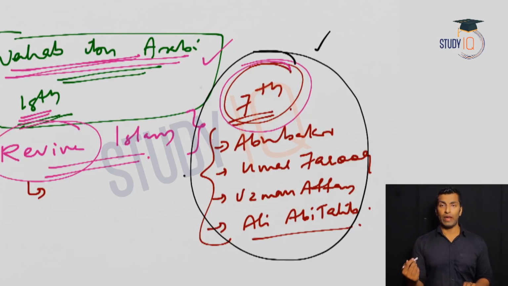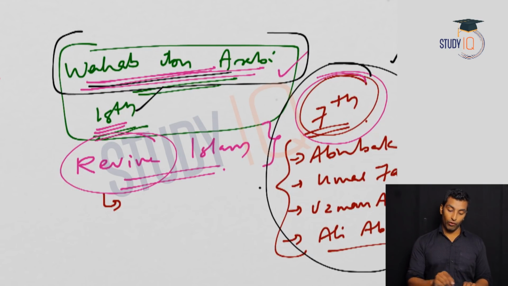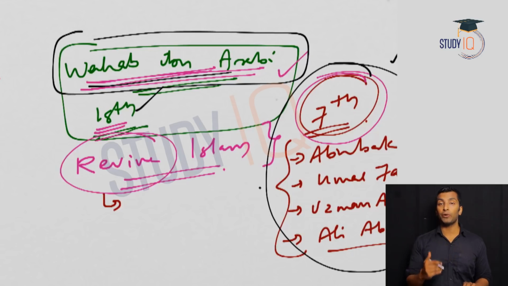So if I ask you where the Wahhabi movement started, it's not in India. It was started in Saudi Arabia, by Wahhab ibn Arabi. The name is actually from this person only. Now we'll come to India.